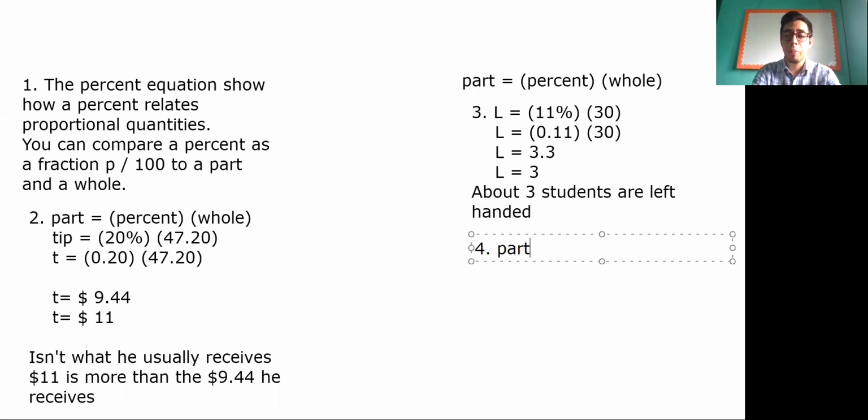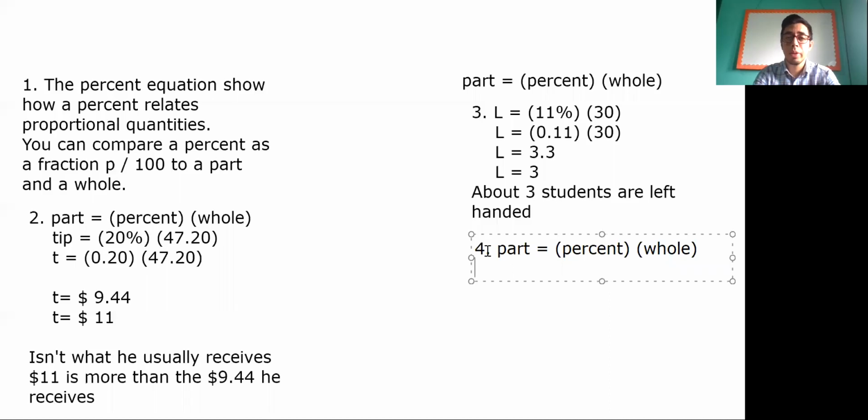Again, the formula: part equals percent multiplied by the whole number I have. So the part we are going to obtain, what is the part? It's the commission he's going to obtain. And what is the percent? The percent you already have. We don't have problems with the percent.